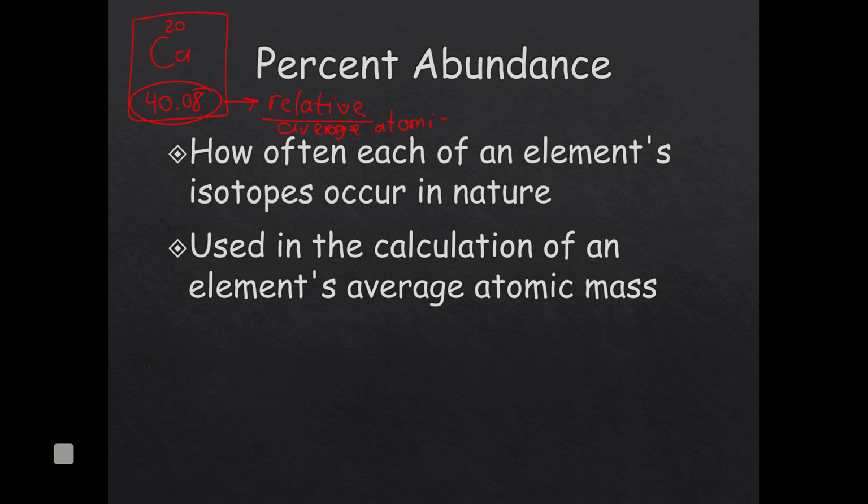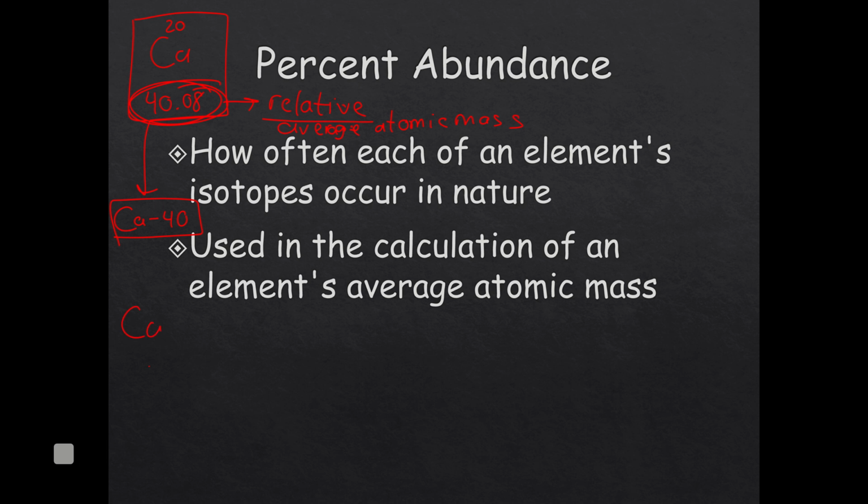And so what you can predict is, if the average atomic mass is 40.08, what whole number is probably the greatest? What mass number, which is again a whole number, is probably the greatest for calcium? Well, what whole number is closest to 40? It would be calcium-40. So we can predict that probably the most abundant isotope for calcium will be 40.